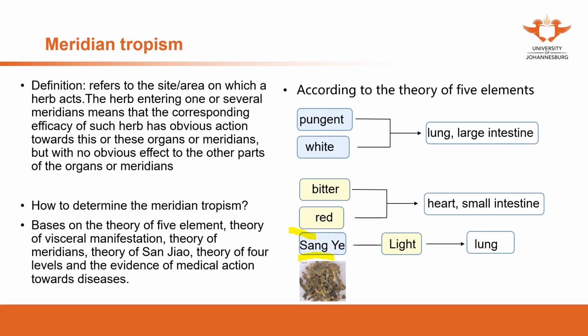We have mentioned this a little bit in the previous video when we discussed muli, the oyster shell. I said the heavy can go to the lower parts. Now the property of light can go upwards. So it goes to the lung, because the lung is in the upper area of the organs.